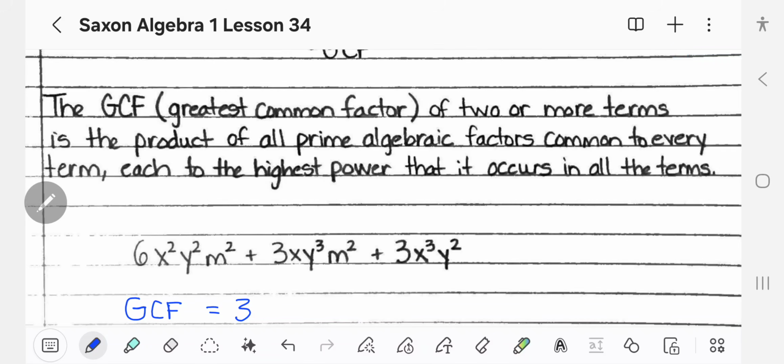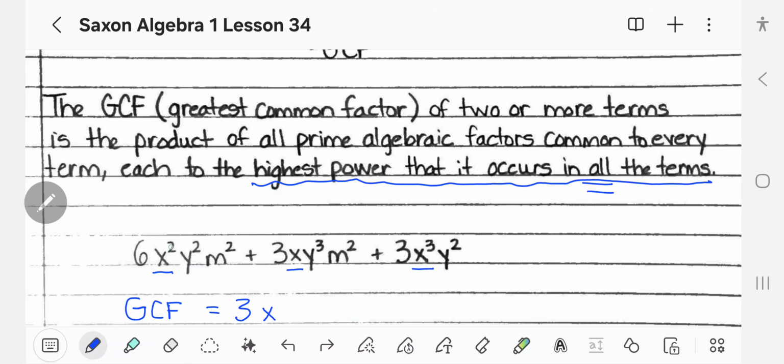And we can also see that we have some common variables. So we know we see an x in every term. Well, how do we know what the power is, what the exponent is of x? Well, this term has an x squared. This one just has an x, and this is an x cubed. And our definition tells us we want each to the highest power that it occurs in all the terms. Okay, so it's not just the highest power. We wouldn't use the cubed because you don't have an x cubed in every term.